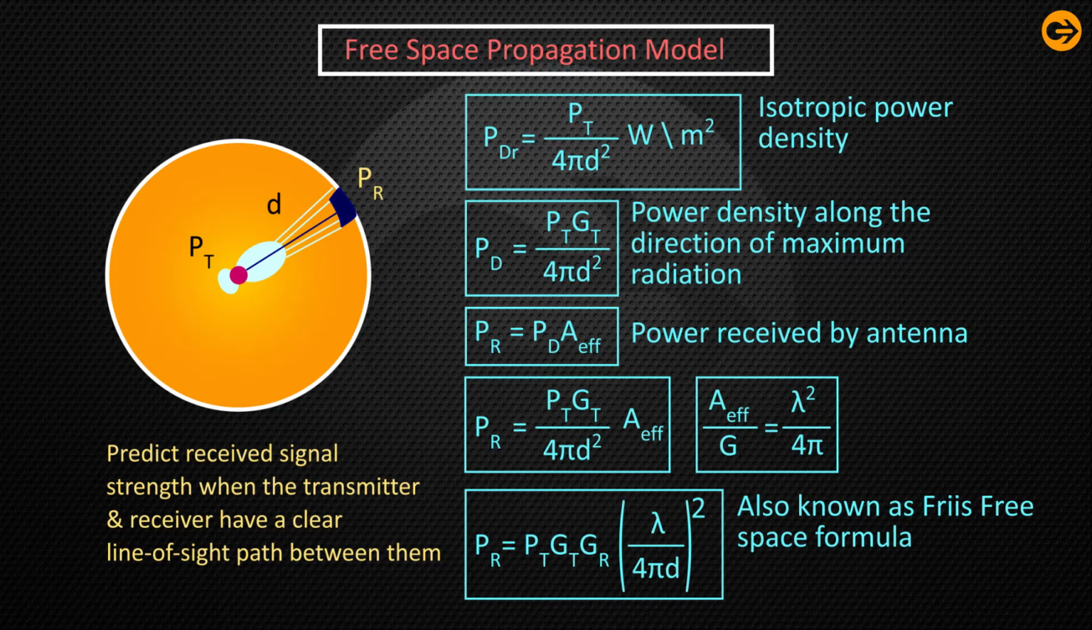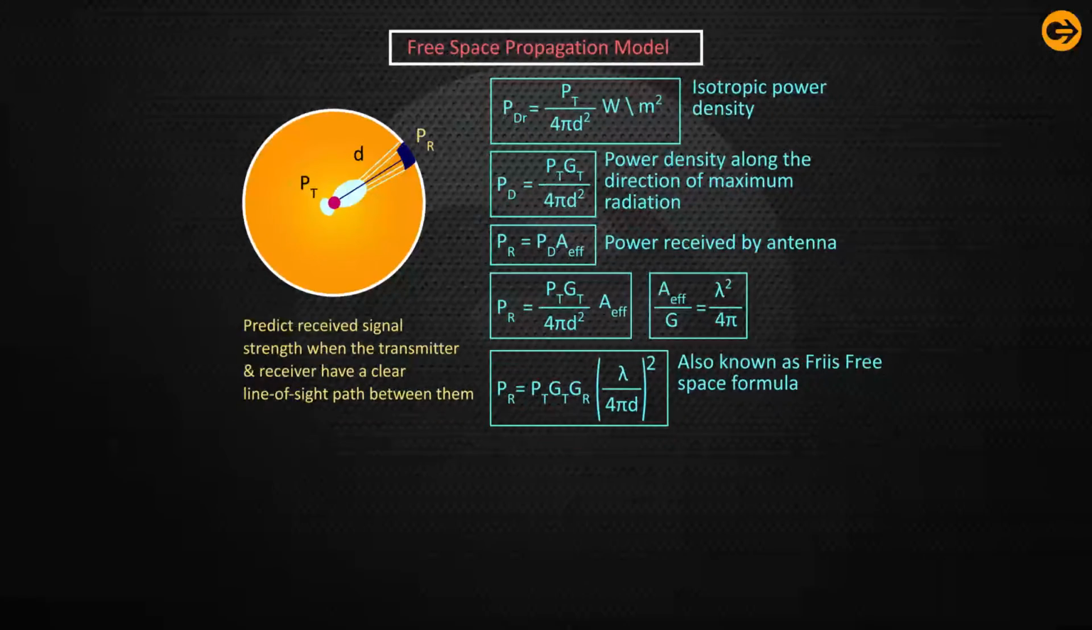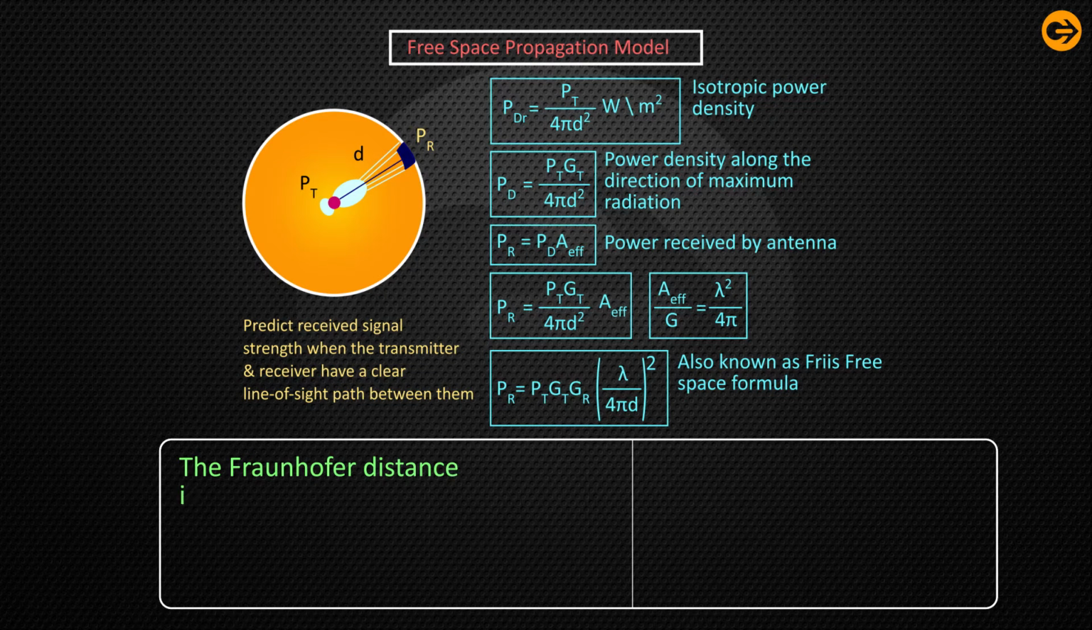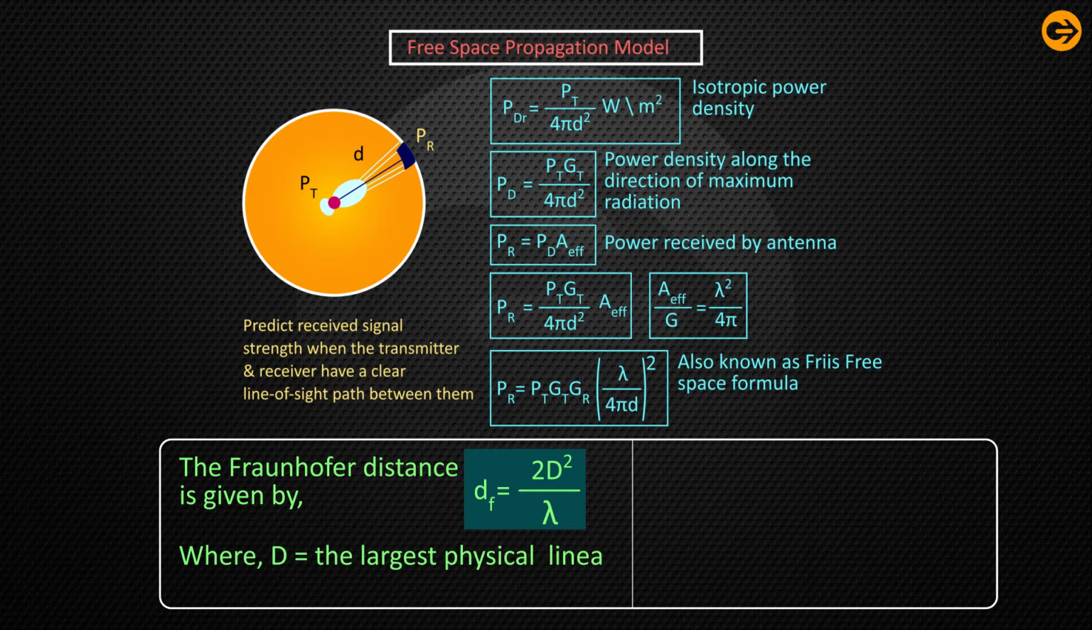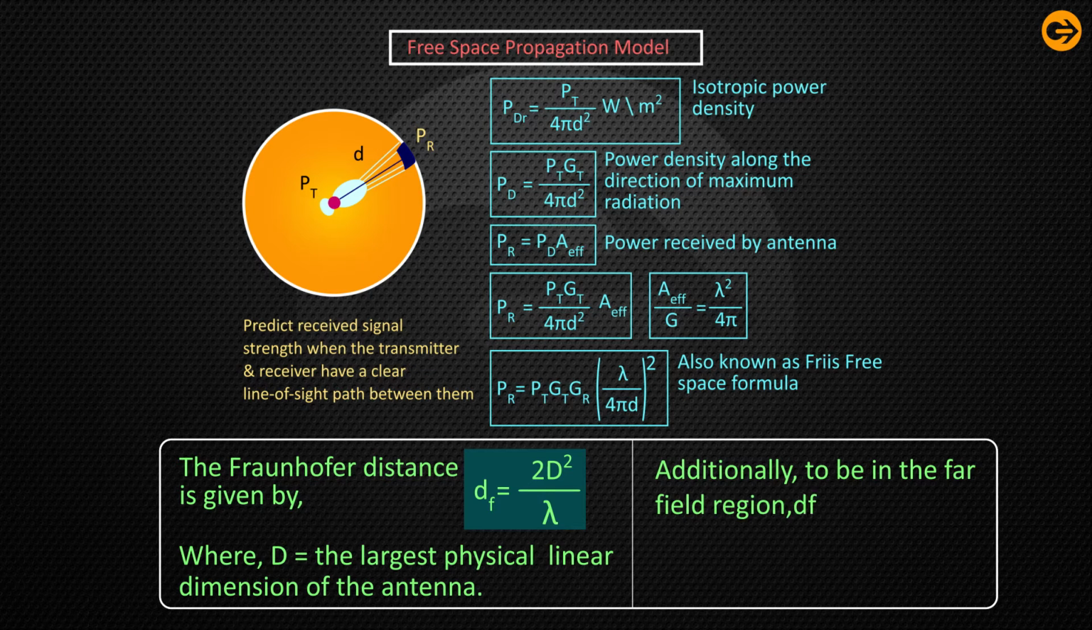The free space model is only a valid prediction for PR for values of D which are in the far field from the transmitting antenna. This far field region is generally known as the Fraunhofer region of a transmitting antenna. The Fraunhofer distance is given by DF equal to 2D square by lambda, where D is the largest physical linear dimension of the antenna. Additionally, to be in the far field region, DF must satisfy DF much greater than lambda.